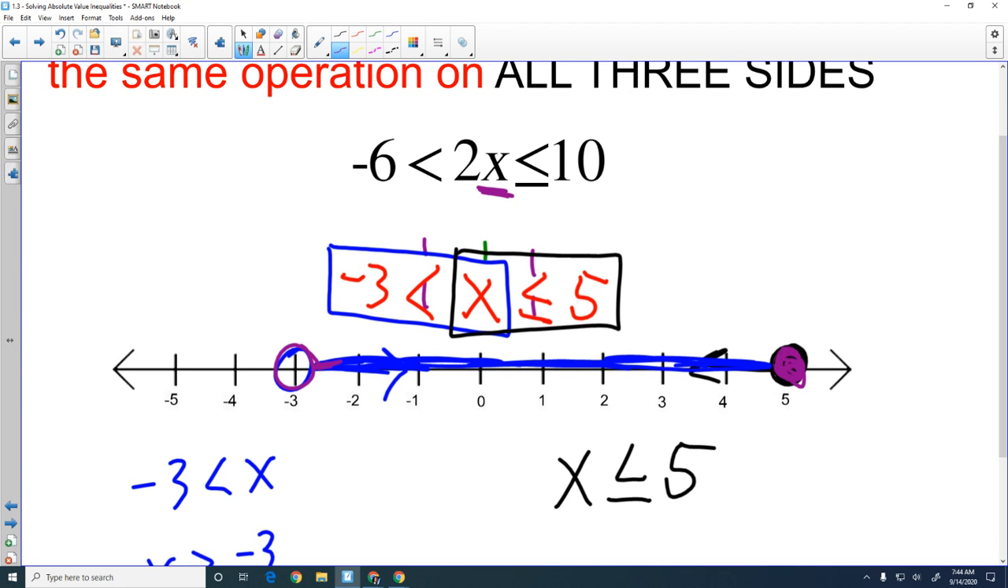So if I took, I don't know, let's take 0. That's an easy one to work with. If I plug in a 0 for x, well, 2 times 0 is still just 0. And sure enough, negative 6 is less than 0. That's true, right? All negative numbers are less than 0. And 0 is less than or equal to 10. That's also true. 0 is less than all positive numbers. So that worked. And any other number in between there would also make the inequality true.